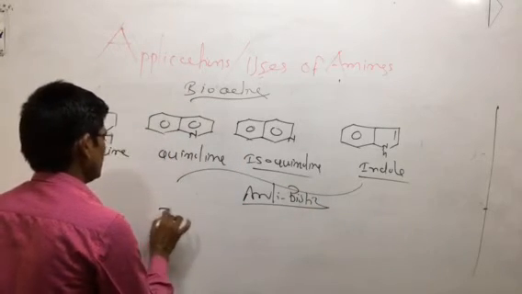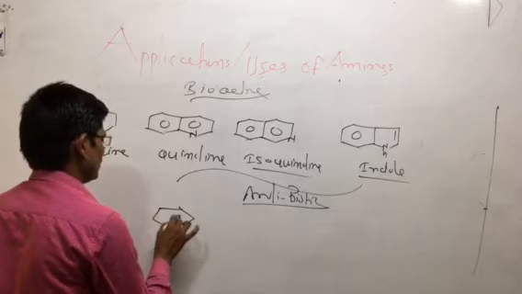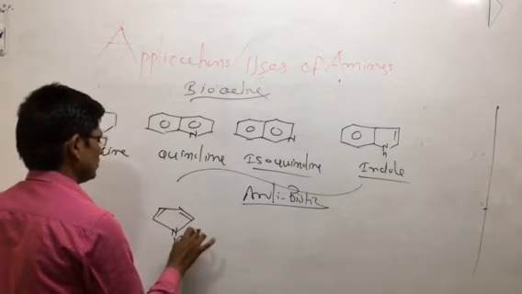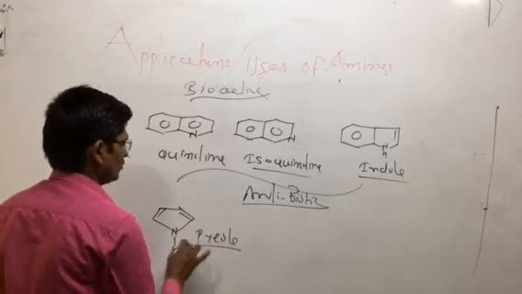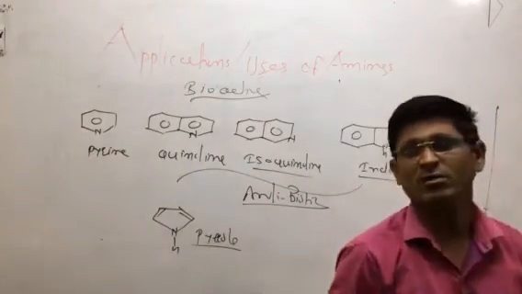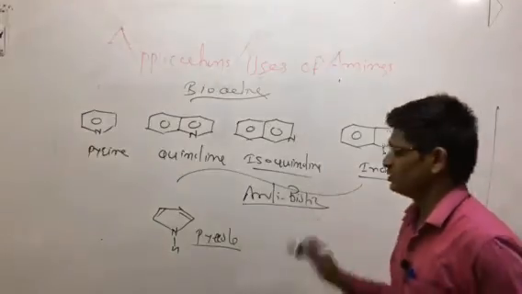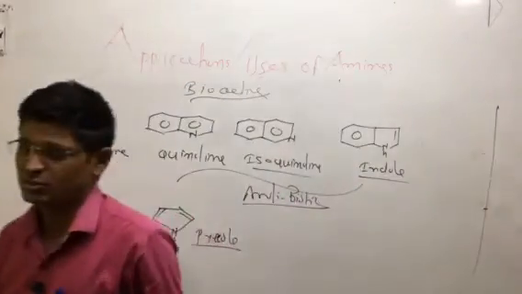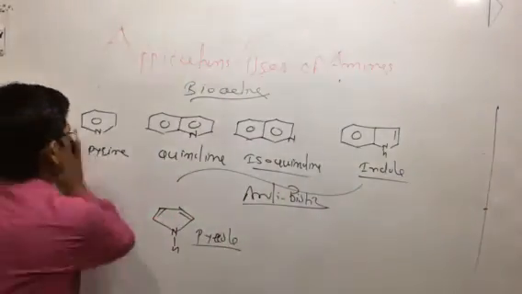Another is the 5-member nitrogen-containing heterocycle, pyrrole. This is a pyrrole compound, a nitrogen-containing 5-member heterocyclic compound. These are the heterocycles used as biologically active compounds.